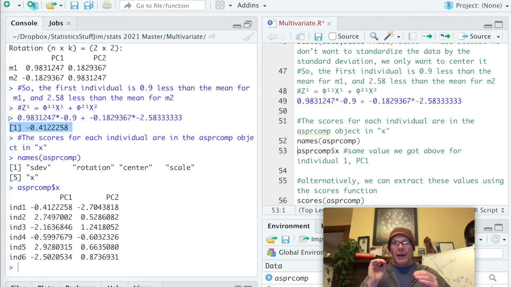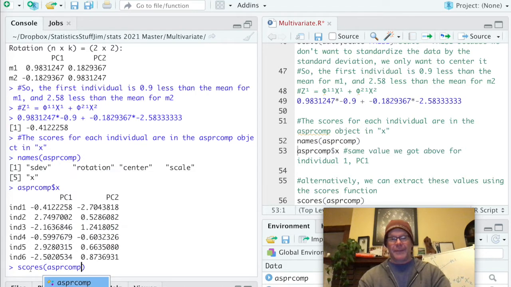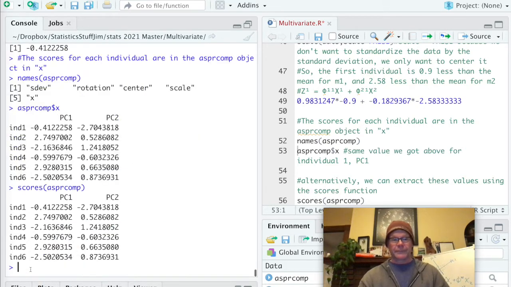And so within that prcomp object that we created, the scores are in there. An even easier way to extract the scores is simply to ask for them. We could use a function called scores, as prcomp, and there we have it, right? We get the exact same things.